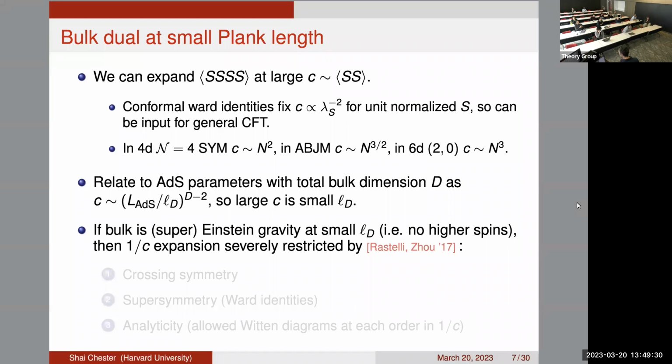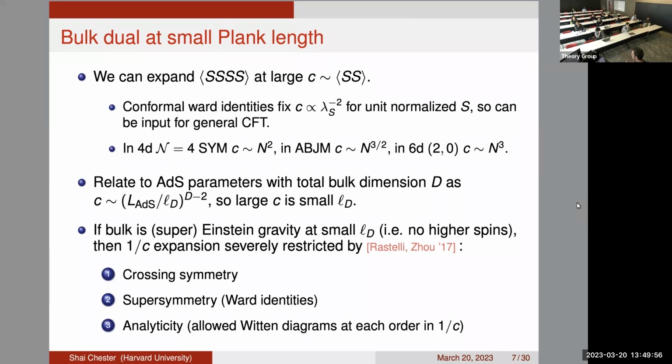It was shown by this very nice paper by Alday, Chester and Raj from a few years ago that if you have bulk Einstein gravity, then in the low energy expansion, assuming no higher spins, you can severely constrain the 1 over C expansion by the following very general constraints. Crossing symmetry, which is something we know to be kinematically true, supersymmetry, which is also just a kinematic constraint, and lastly, something which follows from large N, what we call analyticity, which is another way of saying that only certain Witten diagrams are allowed at a given order in 1 over C.